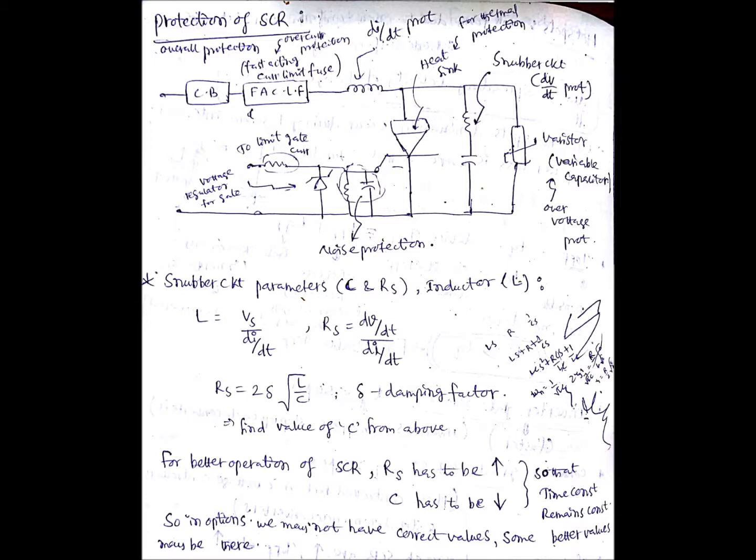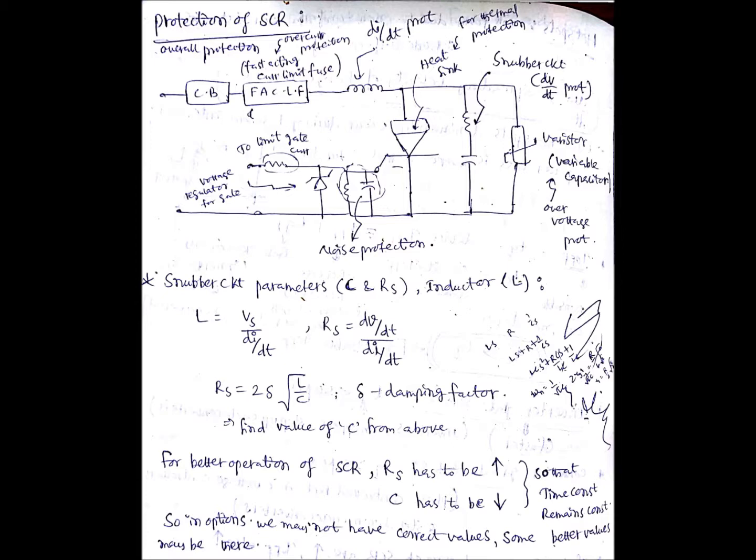Then coming to the snubber circuit parameters, and also inductor L for di by dt protection. How to determine the values, or how to design these parameters? The inductor will be designed such that it will be equal to Vs by di by dt, right? And the resistance is the ratio of dv by dt by di by dt. These derivations will be there in textbooks, and it is easy to remember also, because Vs equal to L into di by dt. From that equation you are going to determine L, right?